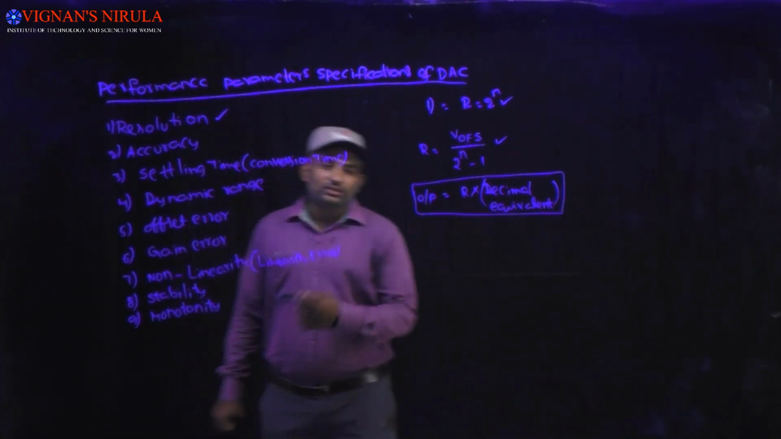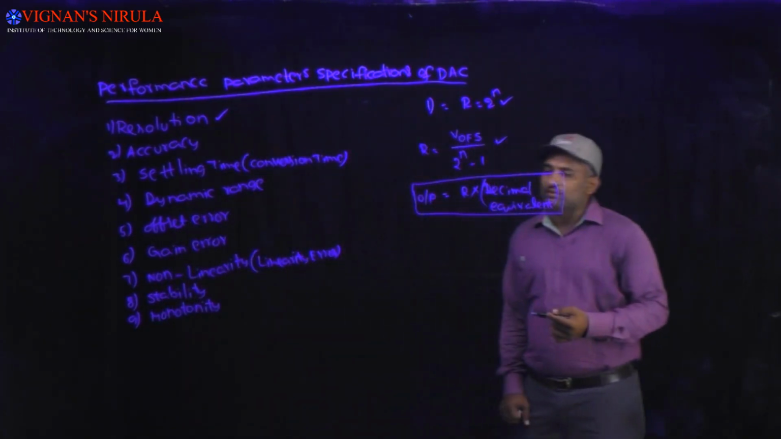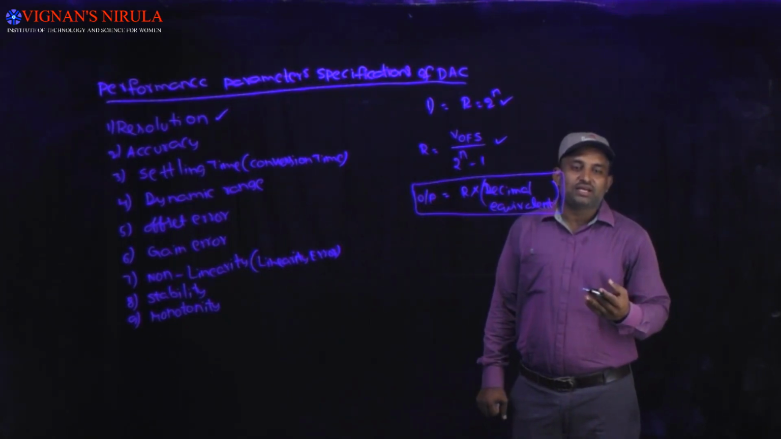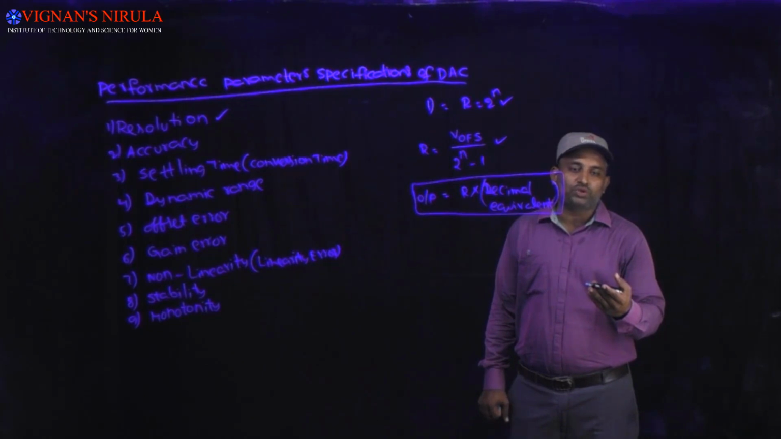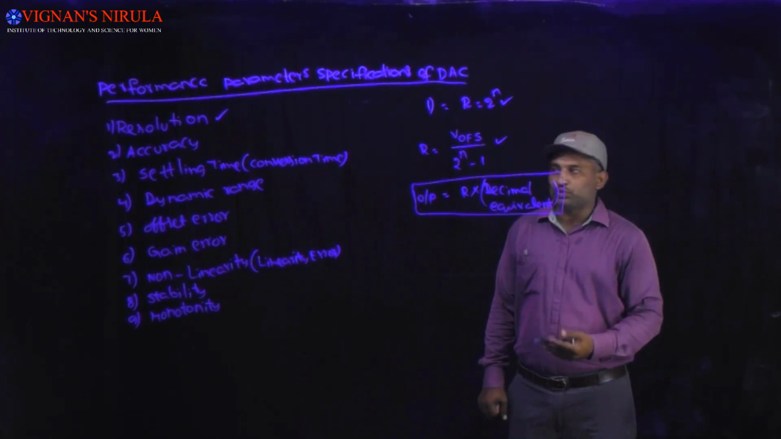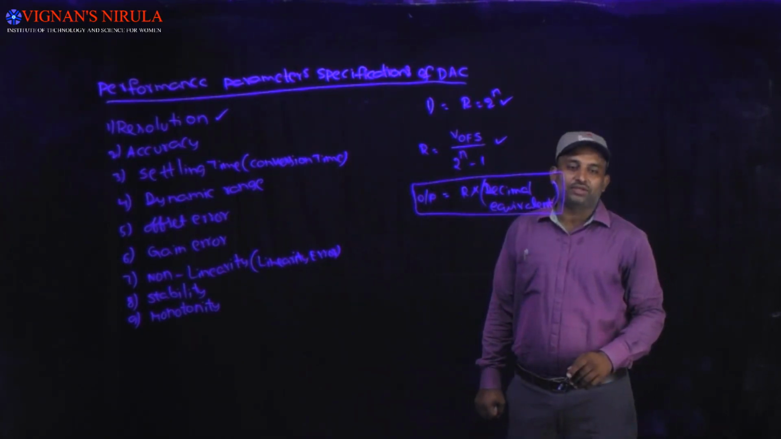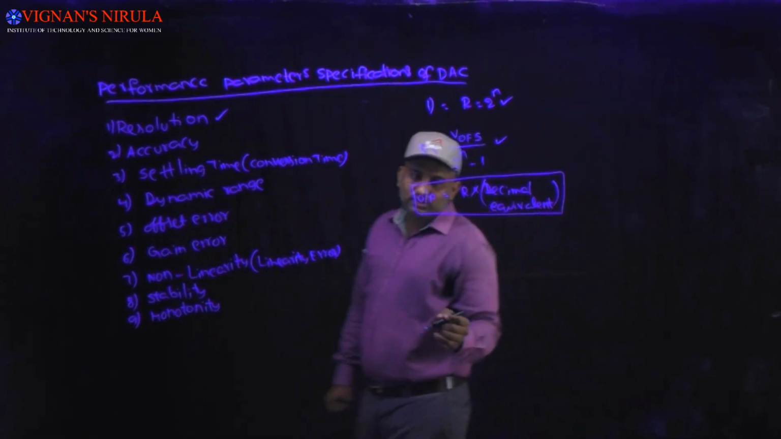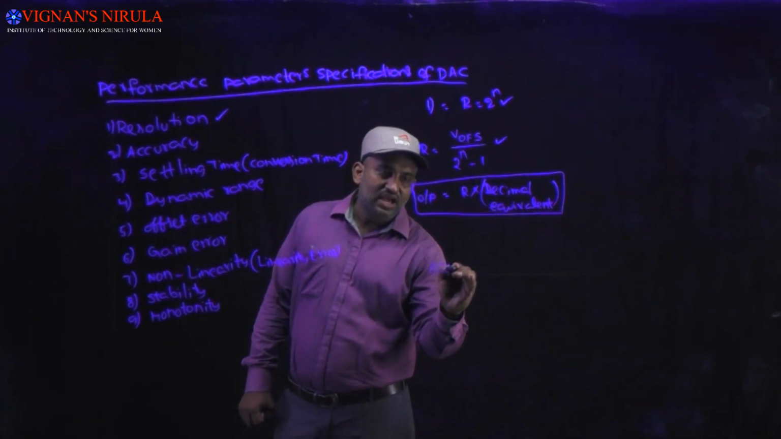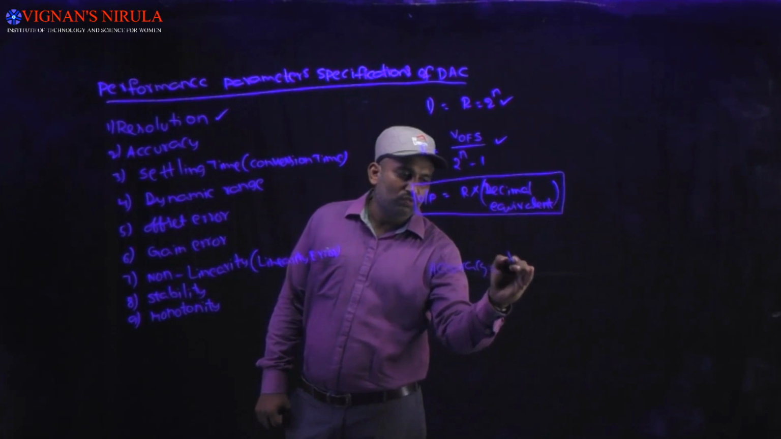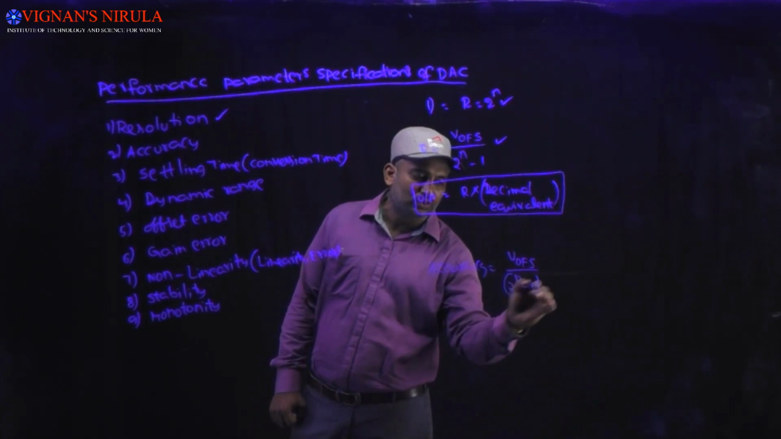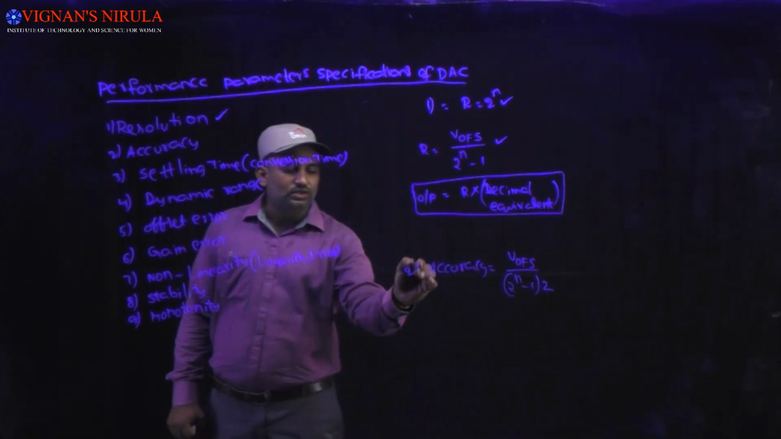And coming to the next one, which is accuracy. Accuracy is the comparison of actual output with the expected output. Always the accuracy is represented in percentages, and the accuracy is equal to VOFS divided by 2 power n minus 1, into 2.